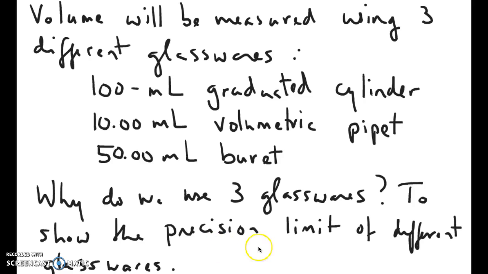So we will see that the precision of our density value, which is again measured by the number of significant figures you have, will be different for the 3 different glassware.